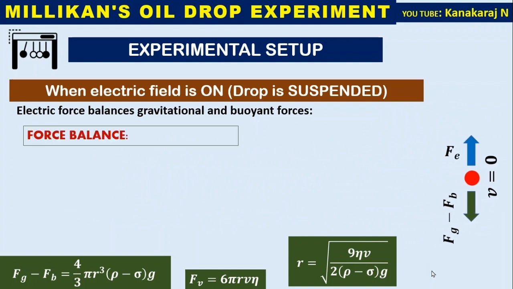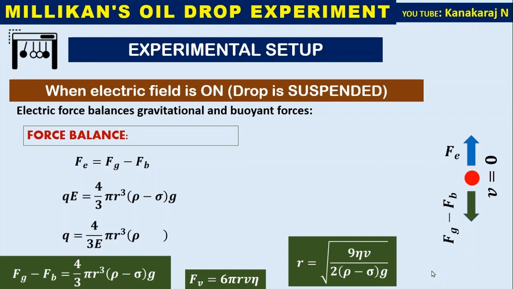Force balance. The electrical force Fe equals the apparent weight Fg minus Fb. Let us substitute the electric force Fe as Q times E and the apparent weight as 4/3 pi r cubed (rho minus sigma) g. From this formula, let us find Q. Q equals 4 divided by 3E multiplied by pi r cubed (rho minus sigma) g.